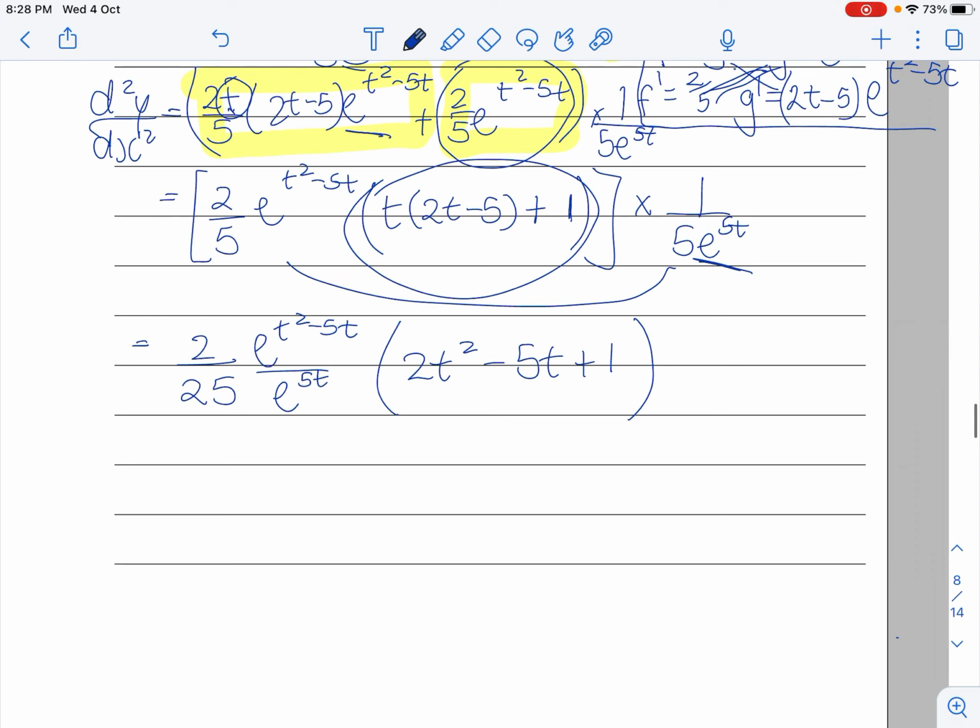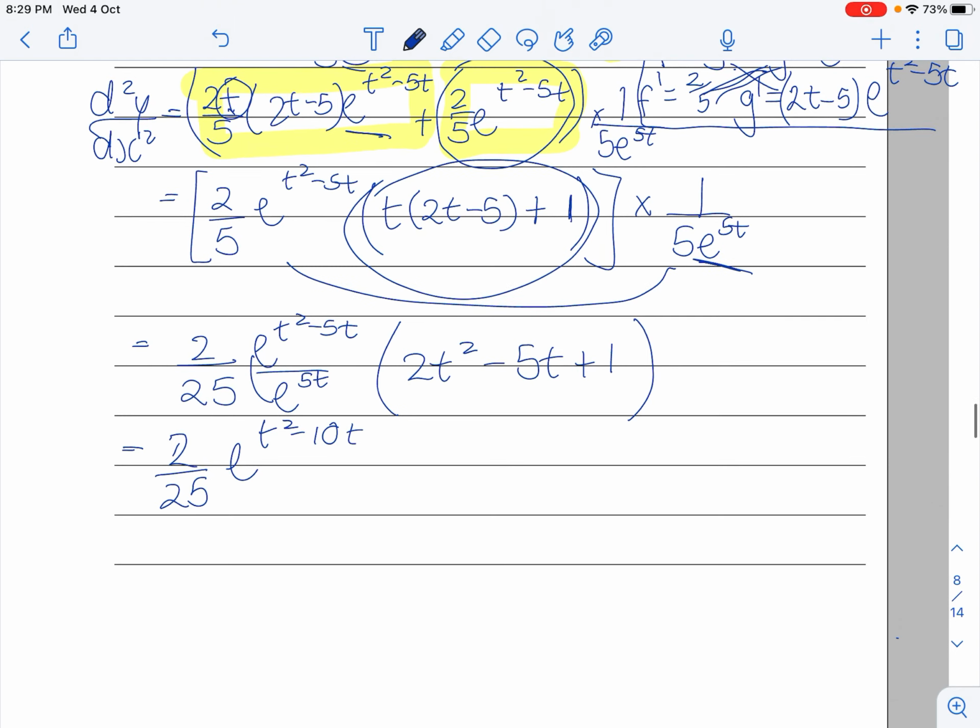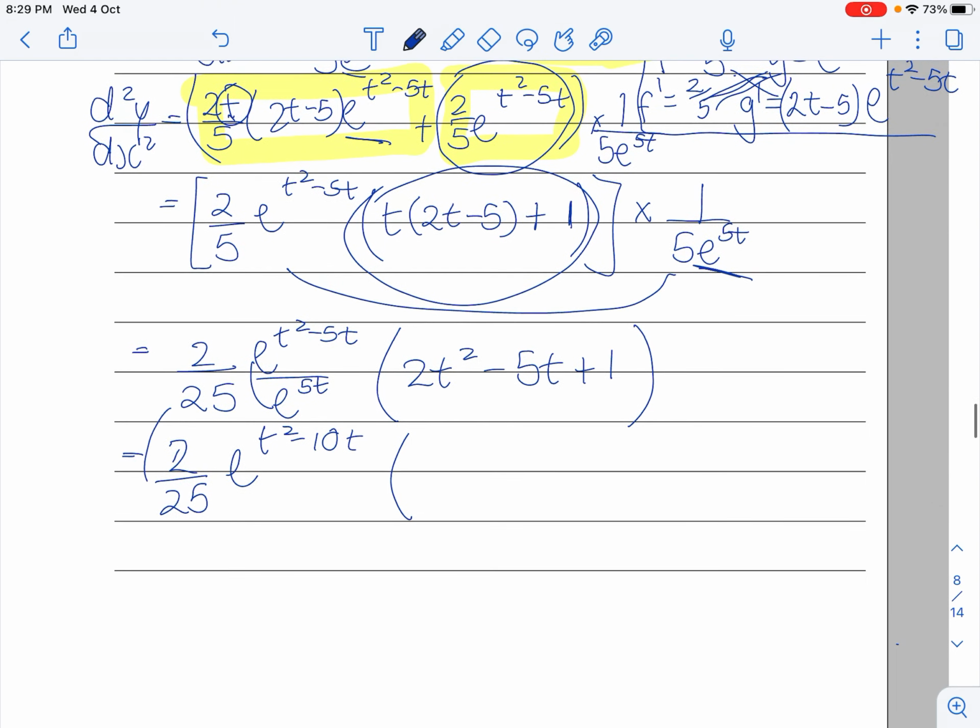All right, we're getting there. Okay, so now we've got 2. Remember, we can just subtract the powers again like we did before. So t squared minus 5t is 2 over 25 e to the t squared minus 10t. And then we've got this bracket here. So think of these as 2 types of brackets.